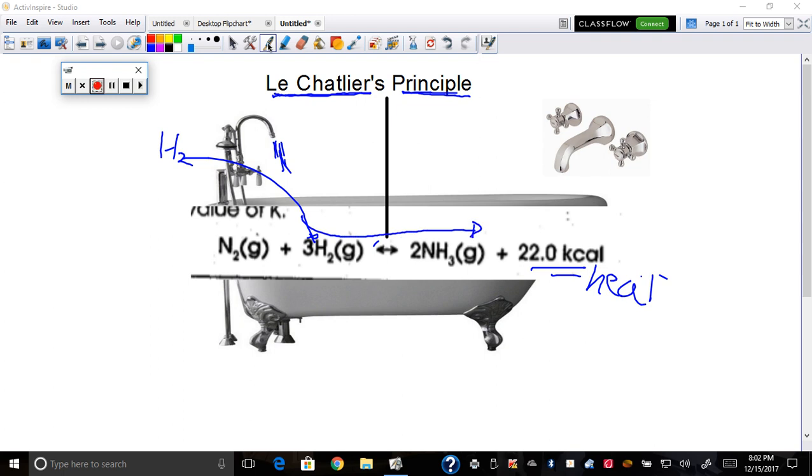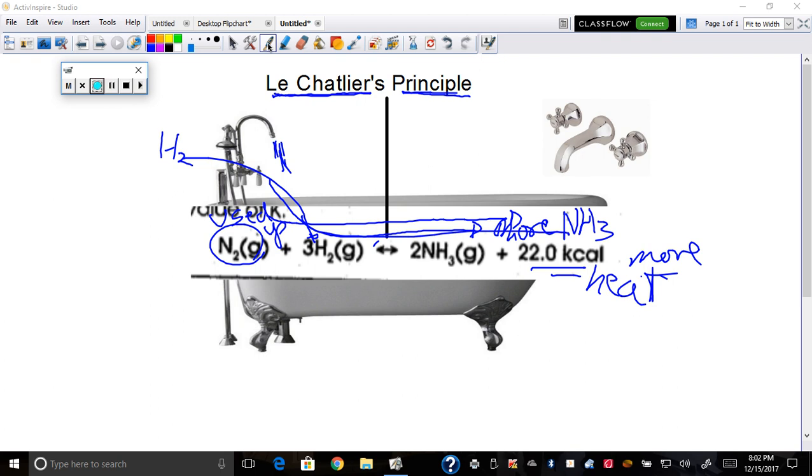So your result will be you'll add more NH3. Your N2 will begin to be used up. So everything will be shifted this way. You'll make more NH3 and you'll make more heat, because you've shifted everything to the right. Just like if you opened up the faucet here, the water would go this way.